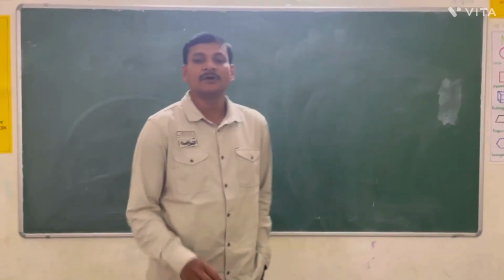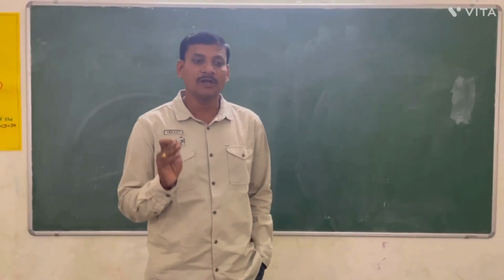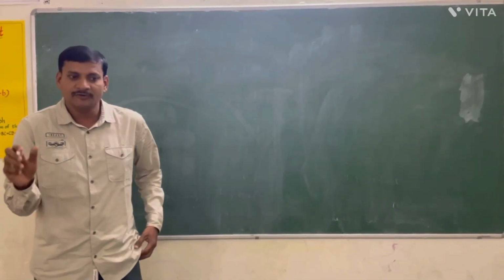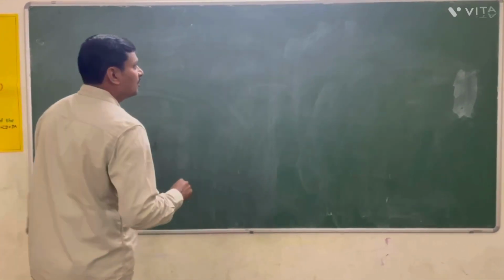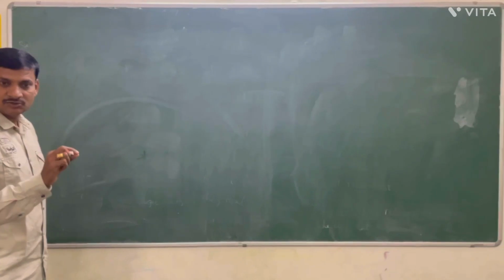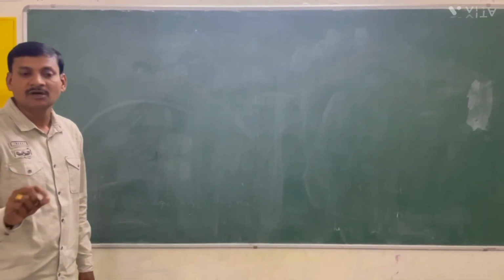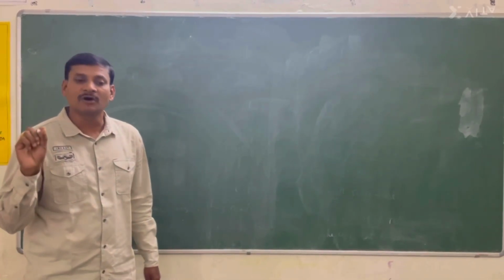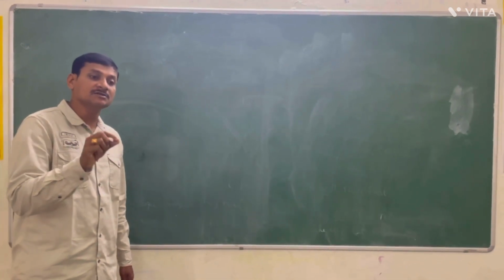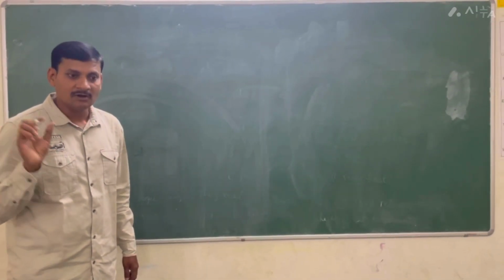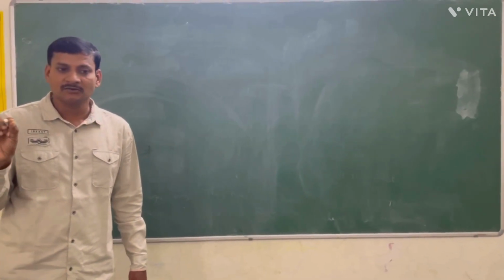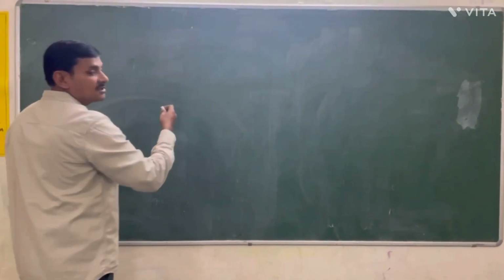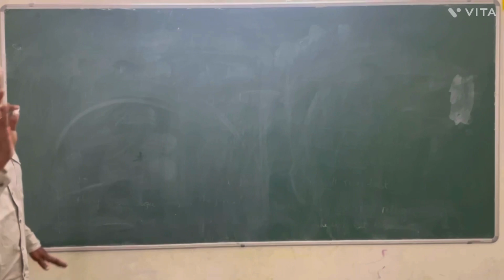Dear students, in the previous class we learnt how to write sentences using the simple present, simple past and simple future. In this class we are going to write sentences using simple present, simple past and simple future using the be forms, do forms and have forms. Already we have written sentences using the main verbs only, like eat, drink, write. Now we are going to write sentences using be forms, do forms and have forms.